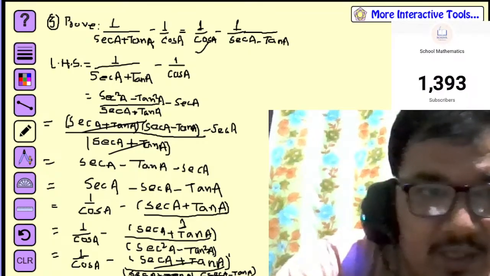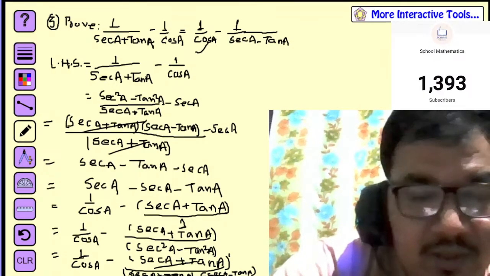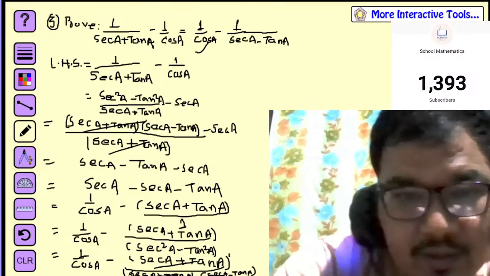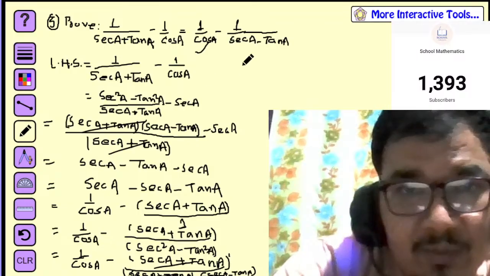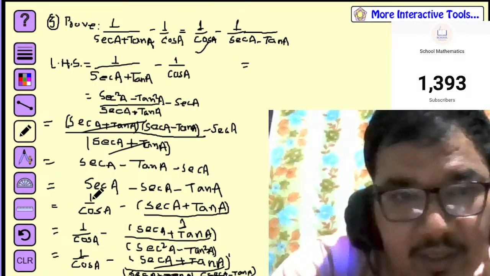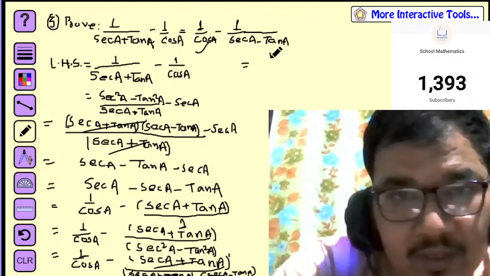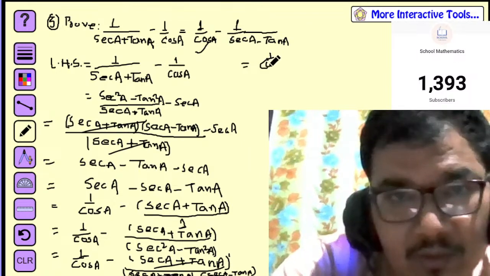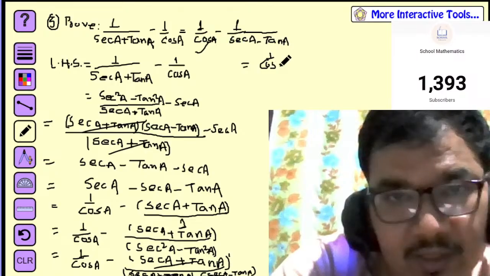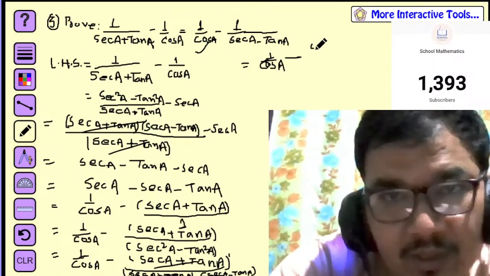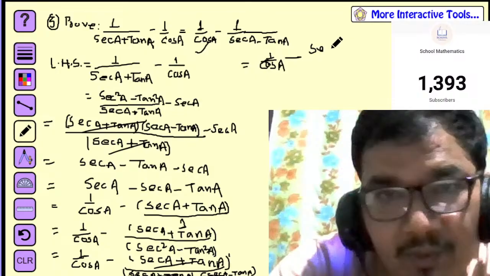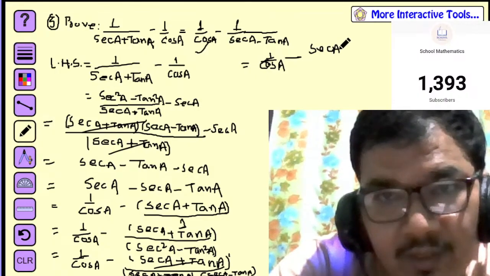Here I want to show you this last line. Look here, children. This last line I want to repeat. Here is given 1 by cos A. Right here 1 by cos A. Last line I'm writing here, repeating here. And minus here is 1 by, and up here it was sec A plus tan A. Sec A plus tan A was there.